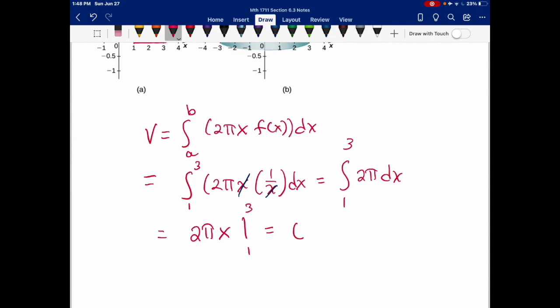So now when I find the antiderivative, I'm going to have 2 pi x, and I'm going to evaluate that on the interval from 1 to 3. When I plug in 3 first, I'm going to get 6 pi. When I plug in 1, I'm going to get 2 pi. So when I subtract, I'm going to get a total of 4 pi.